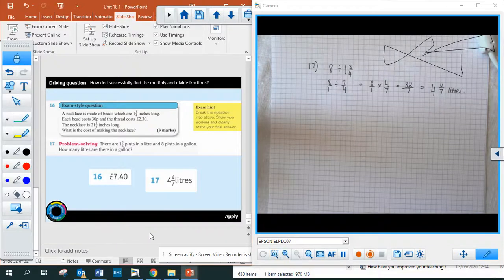So well done. That was quite a long session, but well done if you got through that okay. With the problem solving questions, it's just extracting the information from the question correctly, okay?